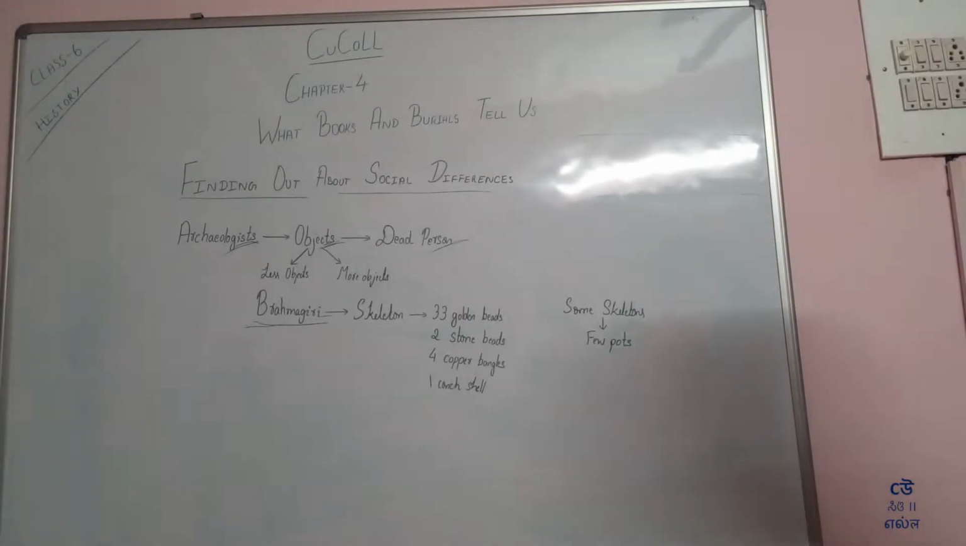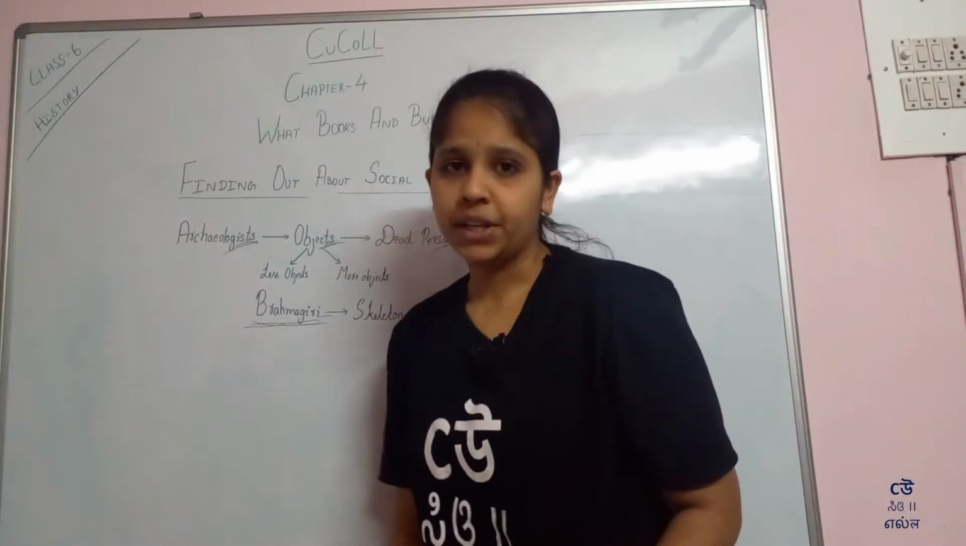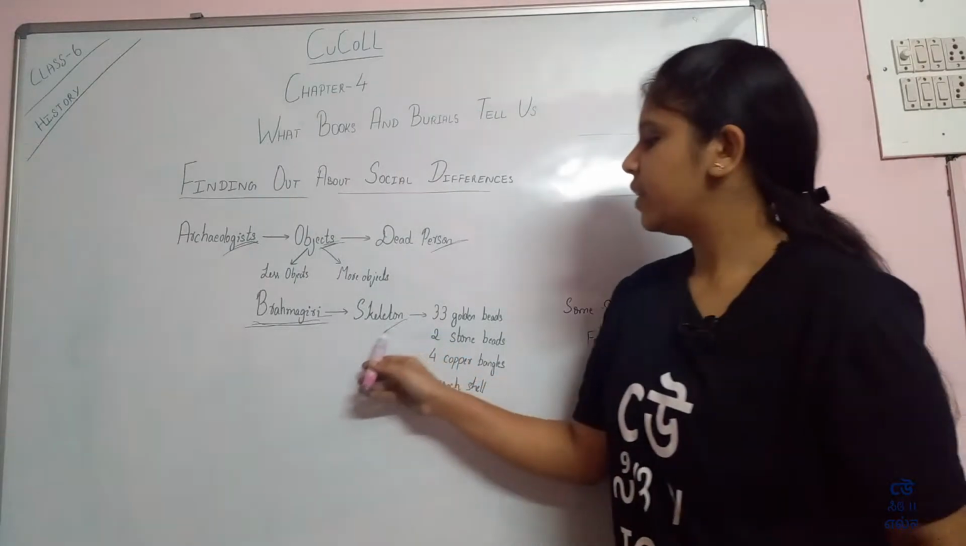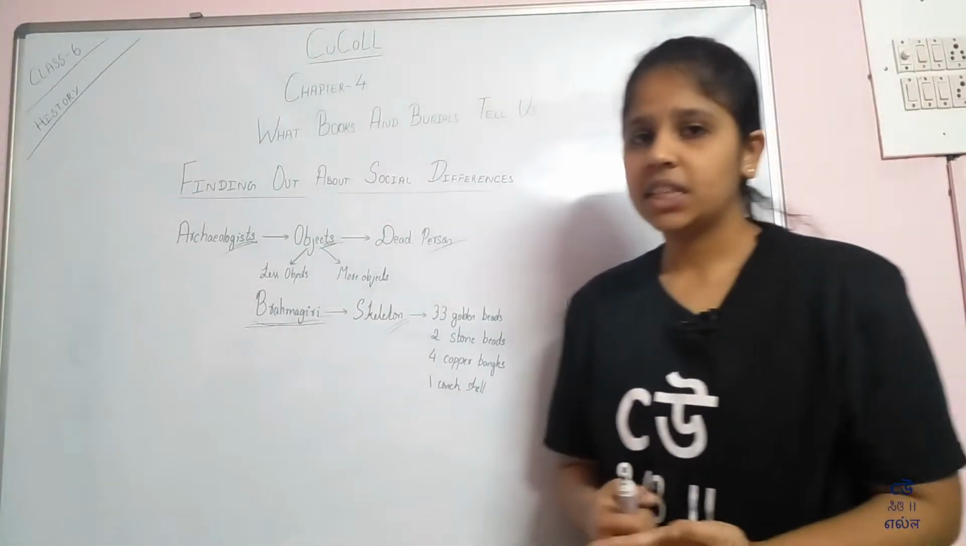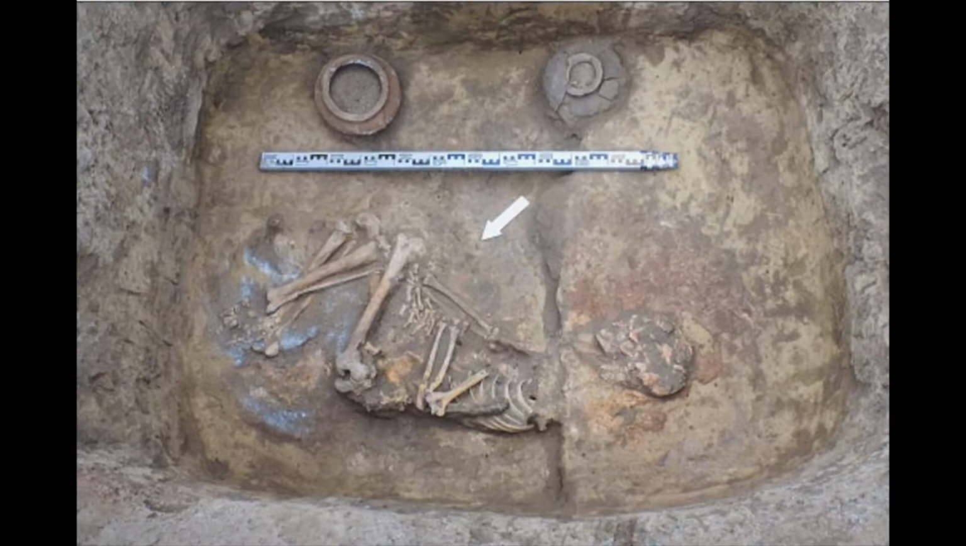The archaeologists found a special burial in Brahmagiri. In Brahmagiri they found a skeleton with 33 gold beads, 2 stone beads, 4 copper bangles, and 1 conch shell, as we can see in the image. The archaeologists found all these objects with a skeleton. Whereas the other skeletons had objects like pots, and that too very few pots.